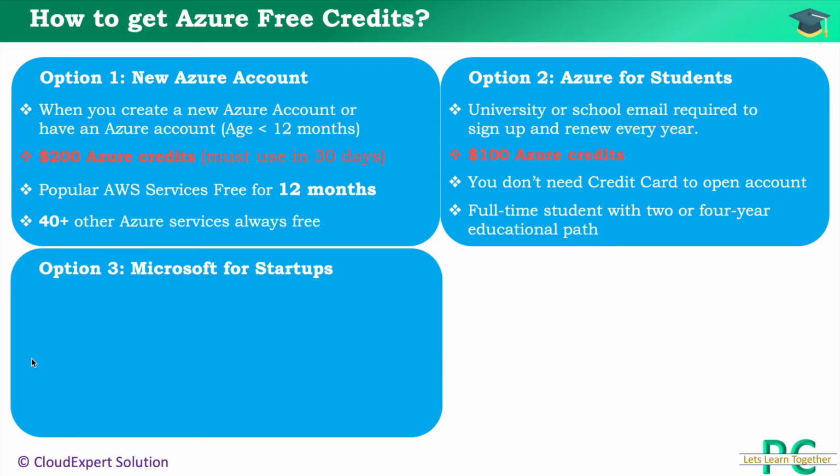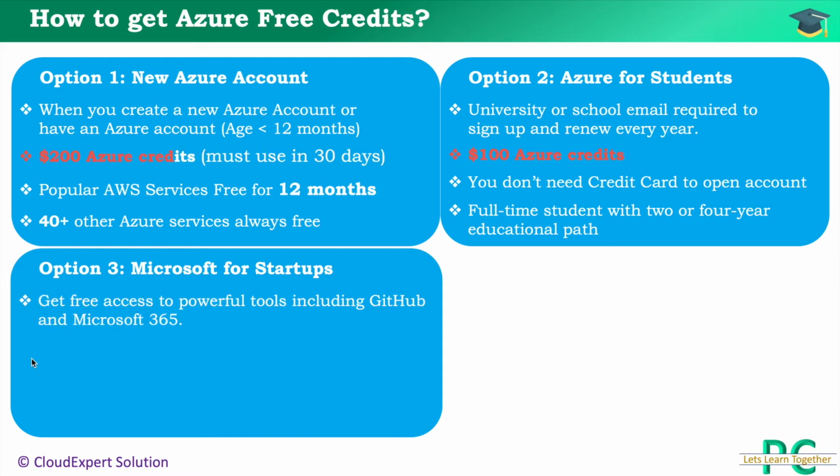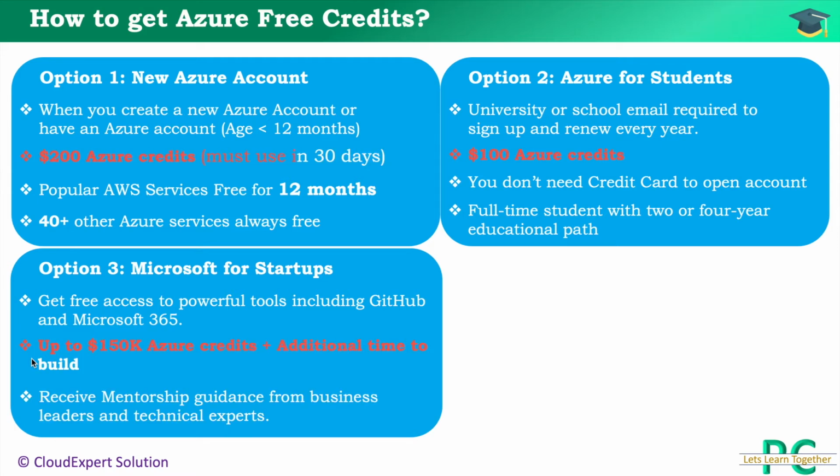Next option, if you are a startup company, maybe if you have an idea, if you are a startup, then Microsoft has special options for you. As a startup, you can get free access to powerful development and productivity tools, including GitHub and Microsoft 365. Under this criteria, you are eligible for up to 150K Azure credits, and you will get additional time to build your application. You will also receive mentorship guidance from business leaders and from technical experts.